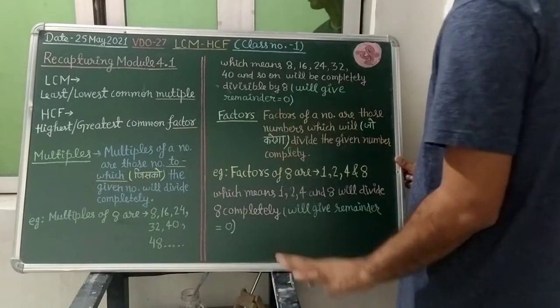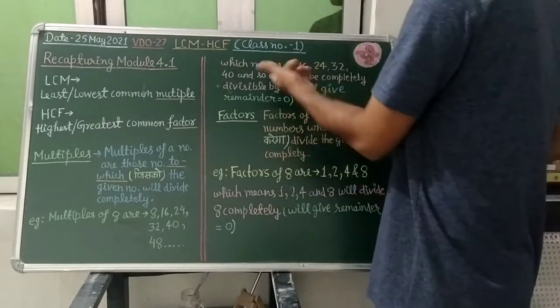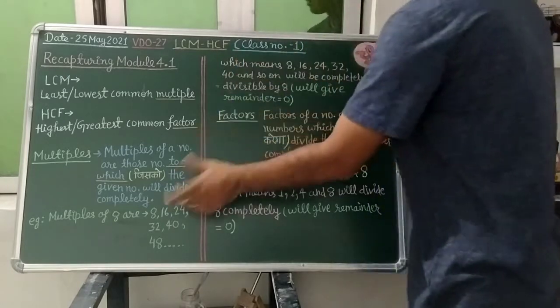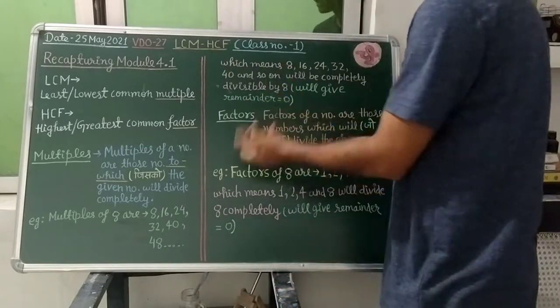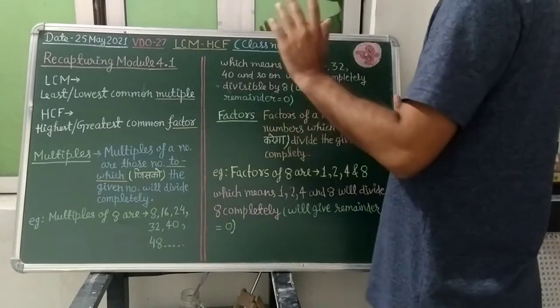Whereas students, if we are talking about multiples, multiples of a number will be those numbers to which the given number will divide. But factors of a number will be the numbers which will divide the given number.